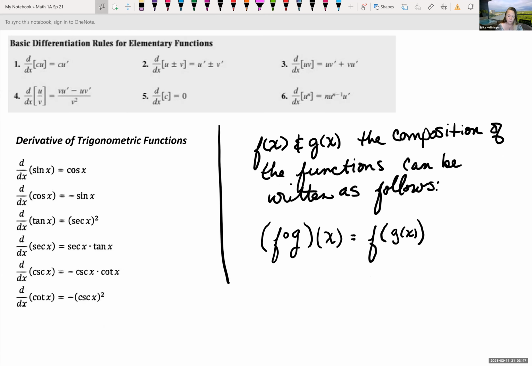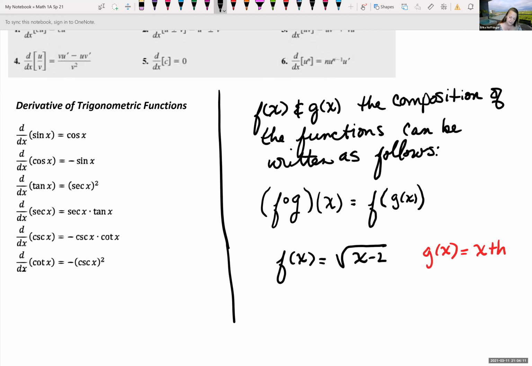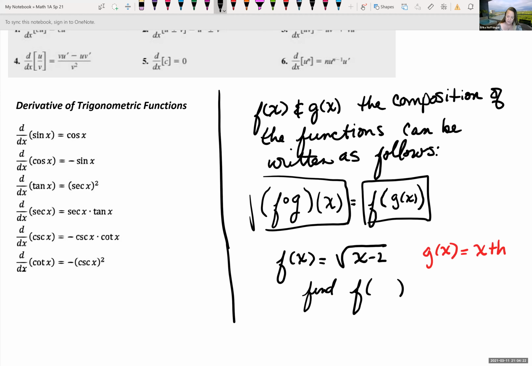Really, when we were looking back at the difference quotient, let's say f of x was equal to the square root of x minus 2, and let's say g of x was equal to x plus h. And we wanted to find f of g of x. I like this way of writing things a little better than the circle notation, because it makes it easier to see what you're doing. You're plugging in the function g of x.